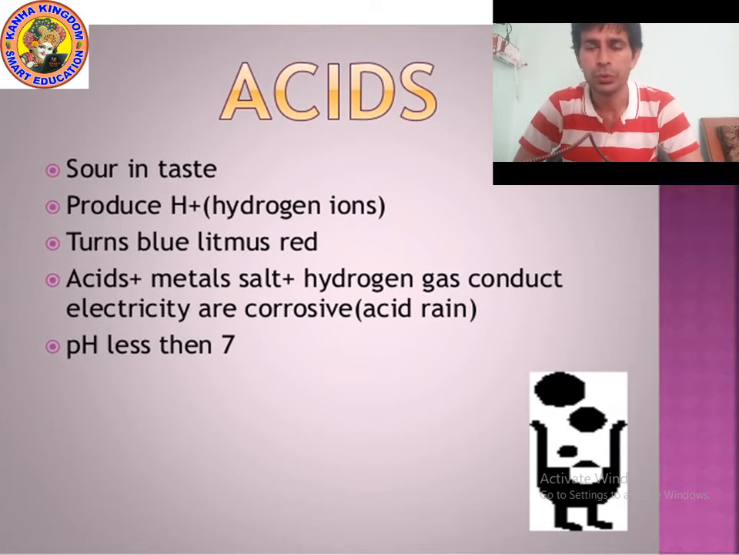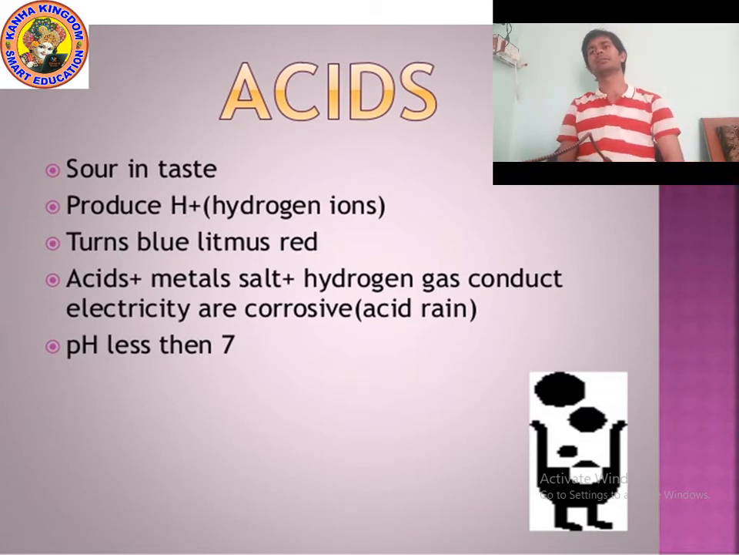So point number 1: acids are sour in taste. They produce hydrogen ions. They turn blue litmus into red. Litmus is a natural indicator. Indicators are those substances which are used to test whether a substance is acid, base or neutral. It causes acid rain and its pH value is less than 7. Please write down. I am giving you 10 seconds.